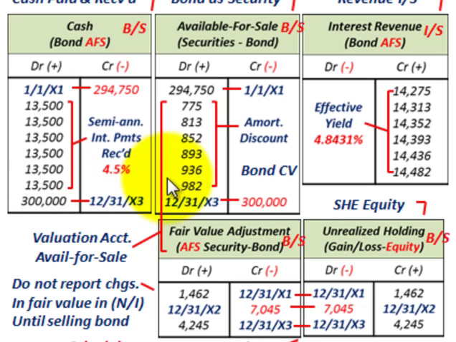Okay, so now what we're really going to get into is with these available for sale securities, we're going to get into this fair value adjustment account, and also the unrealized holding gain or loss account, and we're going to go through that.